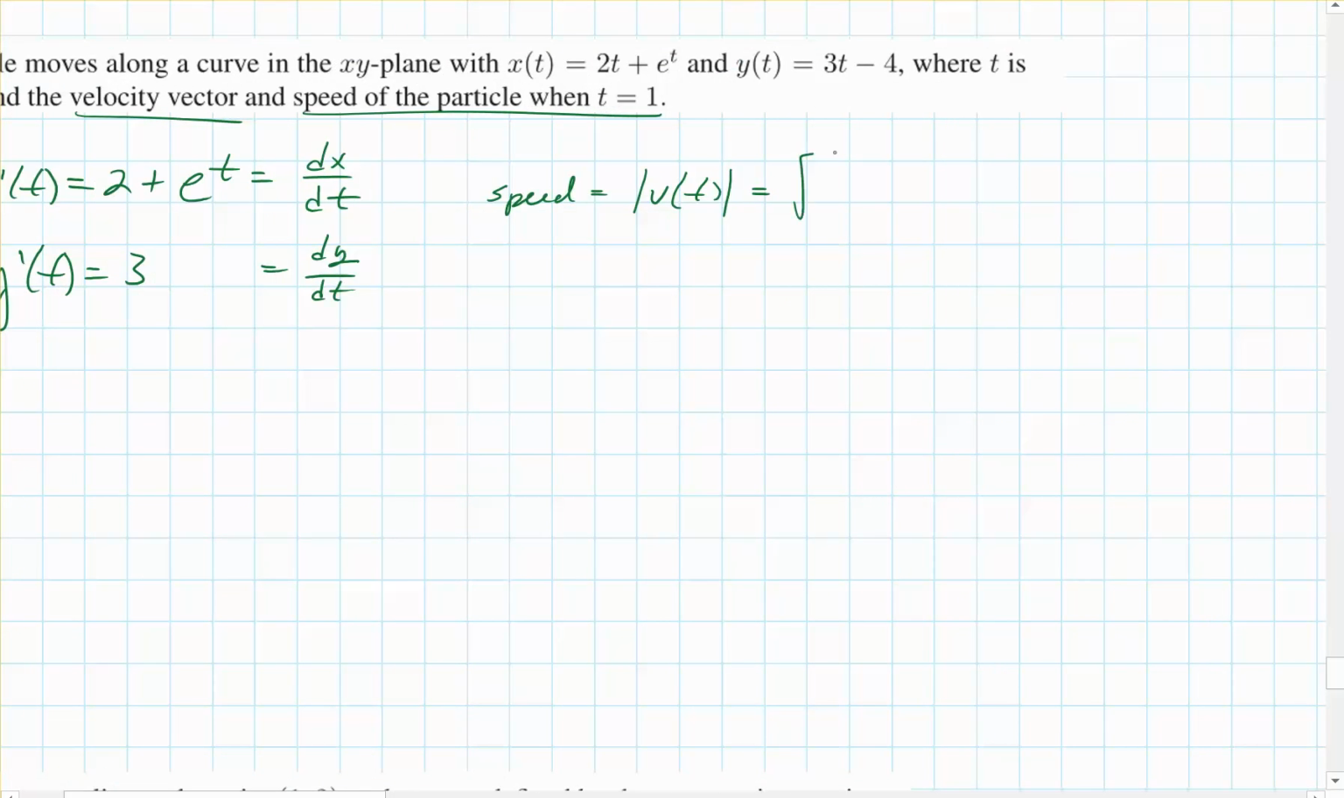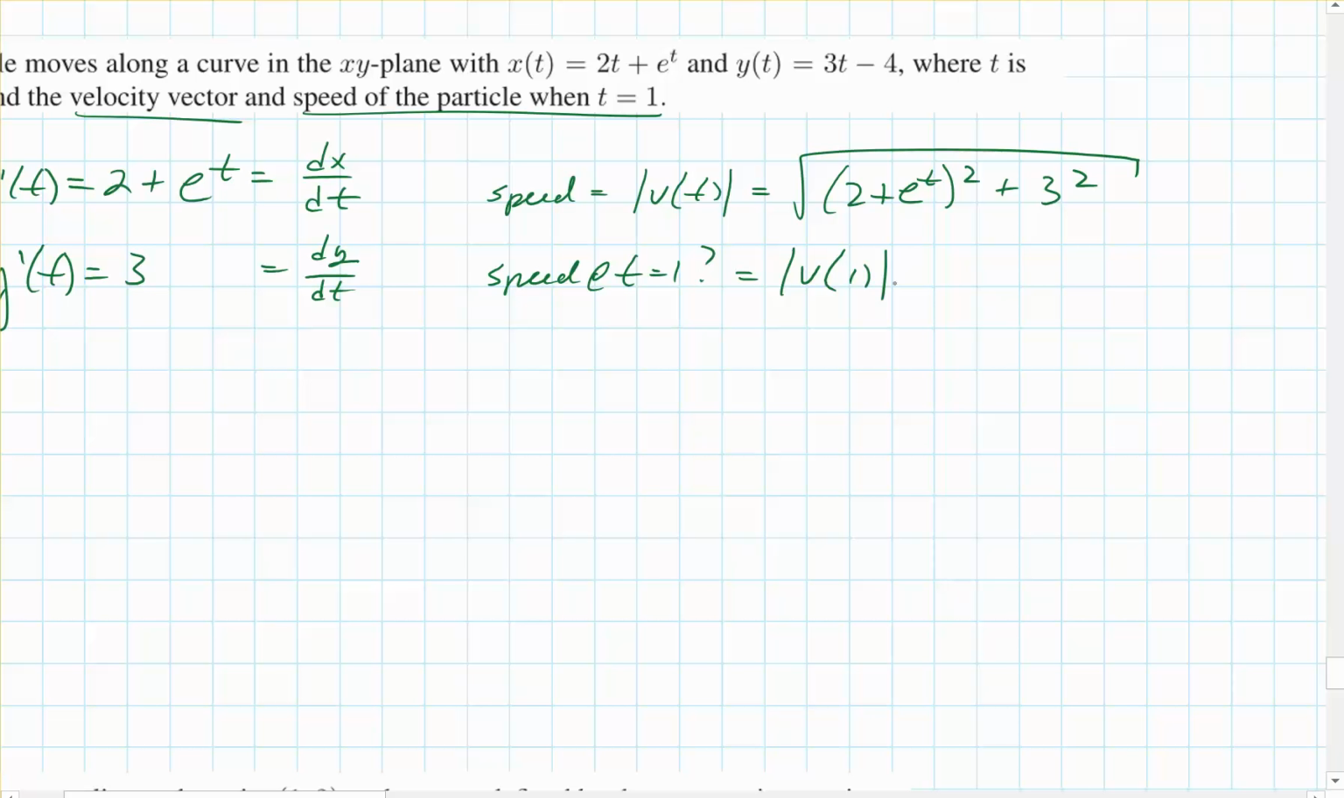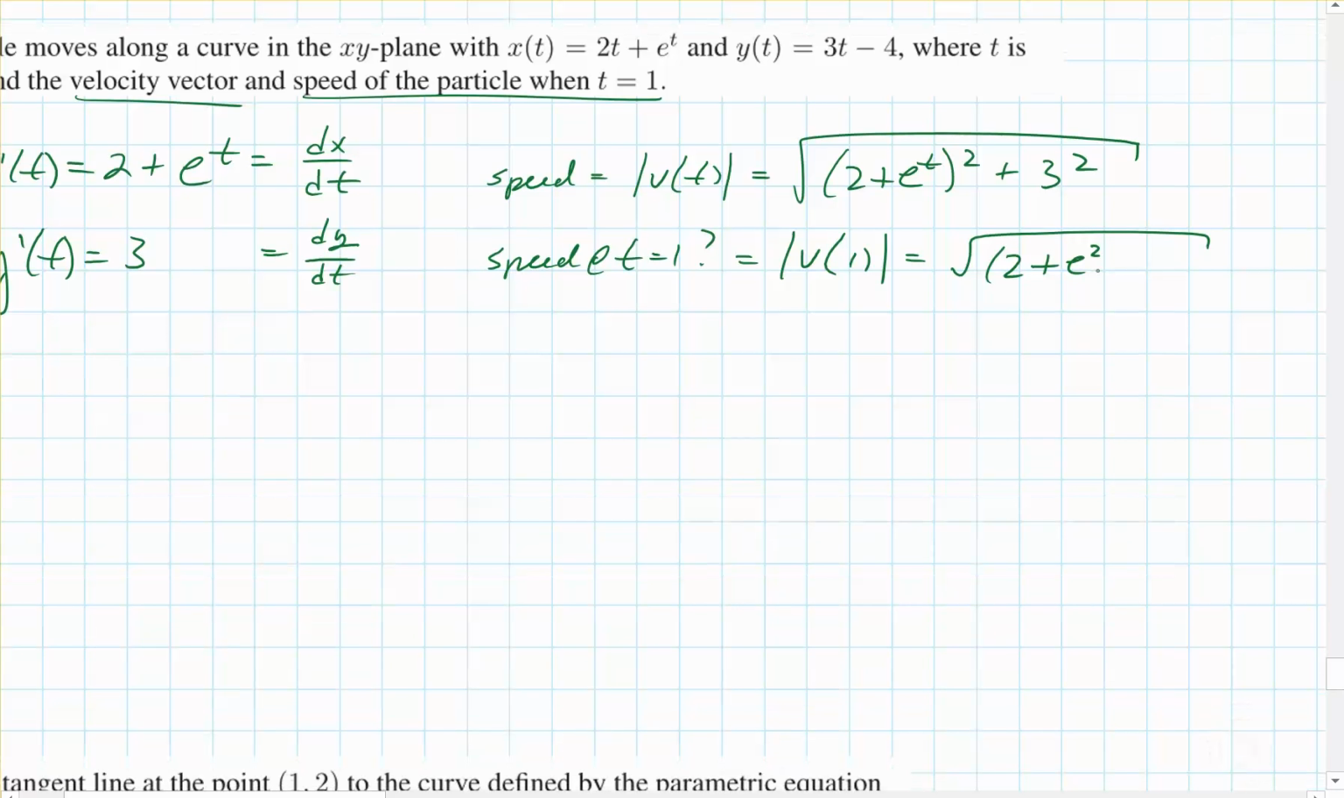So many of you did write this nicely. You did 2 plus e to the t, squared, plus 3 squared. So that's the speed at any time t, right? So what is the speed at time equals 1? Well, that's going to be the magnitude of the velocity at time equals 1, which is going to be what? The square root of 2 plus e to the 1, I didn't put a parenthesis in there, sorry, squared, right? Plus what? 9. So that right there is the speed.